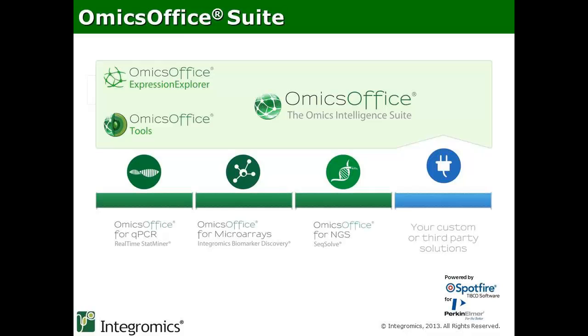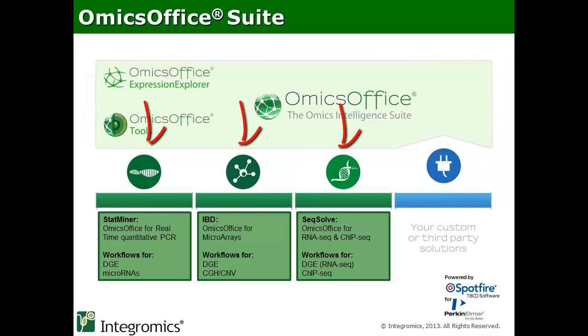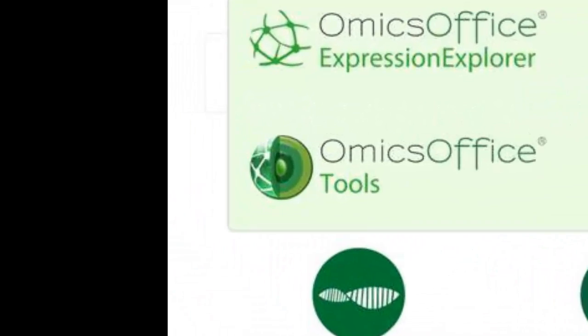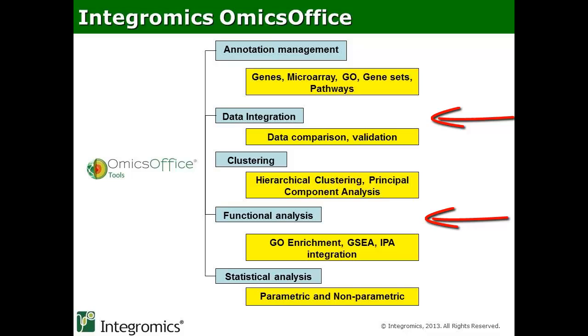Here we can see a diagram with the organization of the OmicsOffice Suite, with the core elements in the upper area and the vertical workflows on the bottom. Here we can place the third-party tools, the output of which can also benefit from our software. The tools that are available in the core include data integration, functional analysis, data pre-processing, and a variety of other tools oriented for the manipulation and statistical analysis of biological data.